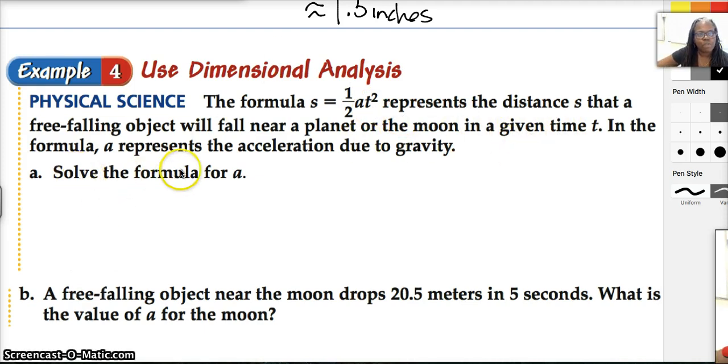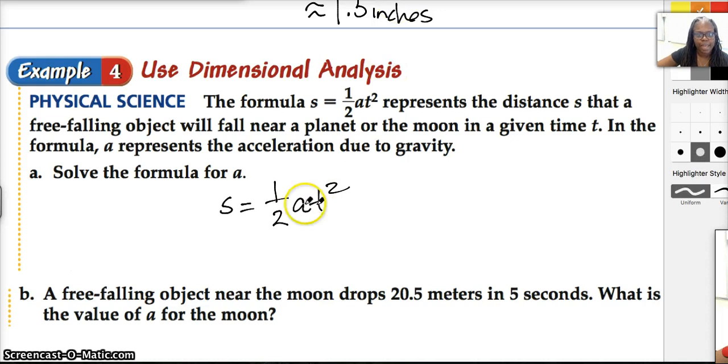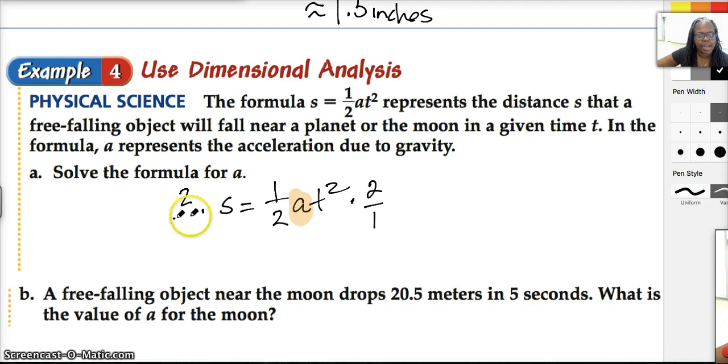So solve the formula for A. Well, we can do that. We're pretty good at this now. We're getting to be professionals. So we've got 1/2 A T squared. We know that we're going to solve for A, so I'm going to highlight that. That's my fun thing to do. And I need everything else to go over to the other side. So who's bothering A? 1/2 is bothering A. How's 1/2 bothering A? By multiplying. How do you get rid of a fraction when you multiply? You multiply by the reciprocal. So let's first get rid of the 1/2.